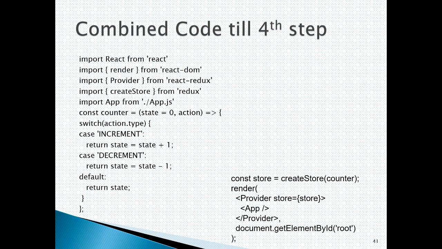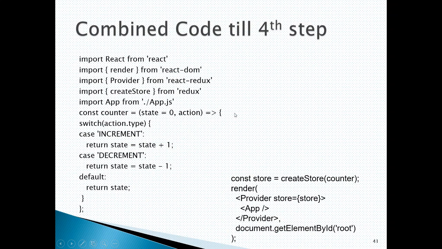Now the combined code till now, if we write it in a single file, for example index.js, or app.js, sorry, index.js, whatever the file it is. What we have done: we have created a reducer function, and with that reducer function we have created a store. We have rendered the Provider. This is what we have done until step 4.